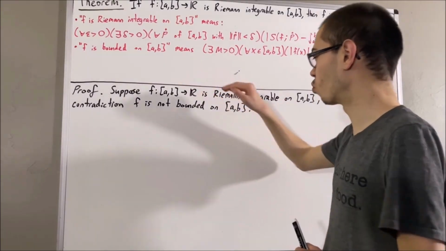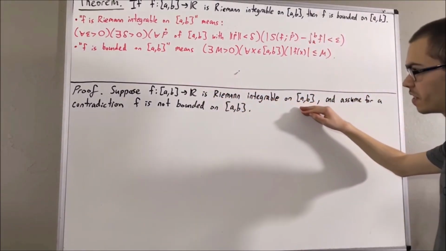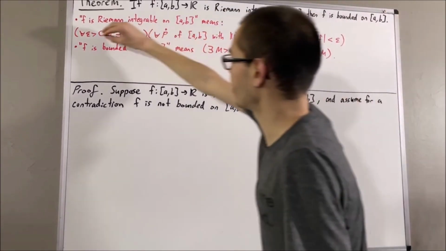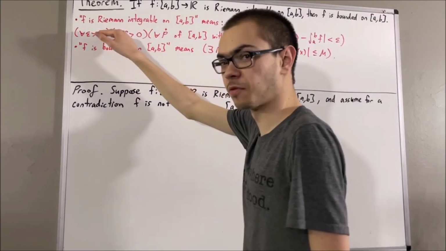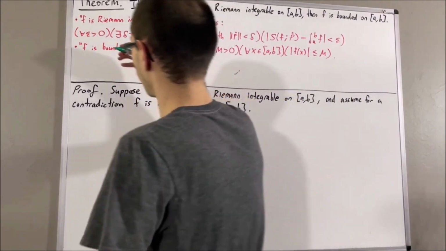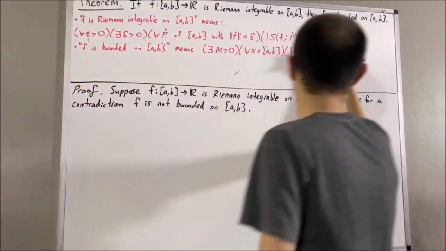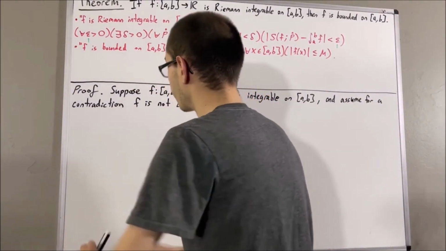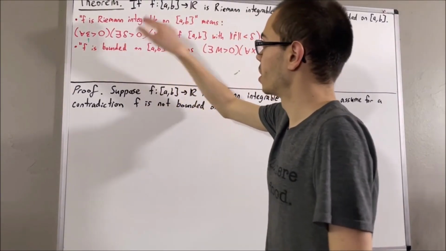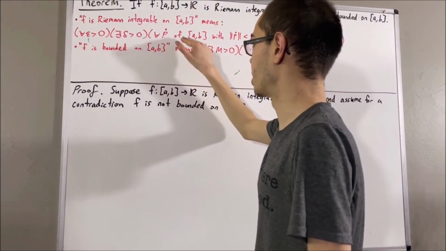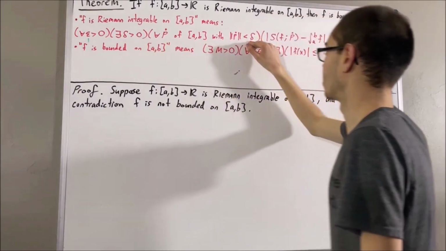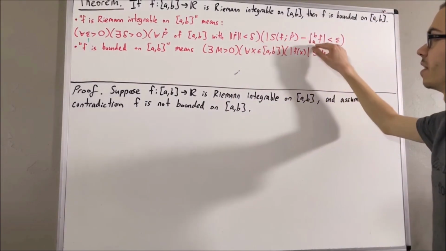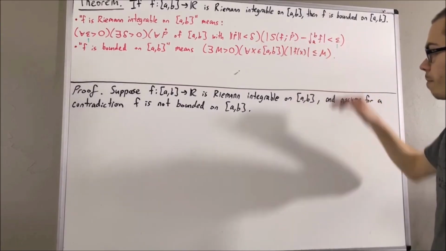Now, since f is Riemann integrable on [a, b], this means that this statement is true. And this statement works for every positive real number. So in particular, it must work for the positive real number 1. So taking epsilon to be 1, well then, there exists a delta greater than 0, such that for all tagged partitions of [a, b] whose norm is less than delta, we have that the absolute value of the Riemann sum minus the integral of f is less than 1.